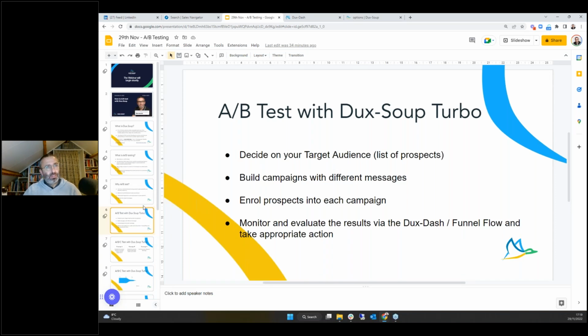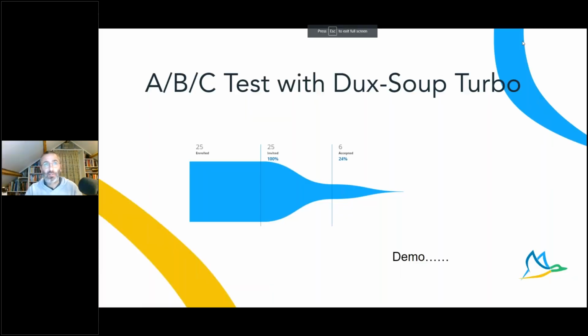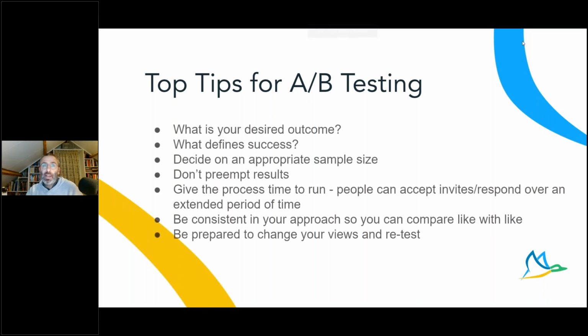Okay, so we've talked about what A/B testing is, why A/B test, how to do it with Dux Soup, and also to see how your results look there in the funnel flow. So my top tips for A/B testing. First of all, what's your desired outcome? What defines success for you? What we tend to believe is if you're getting more than 20-25% acceptance rate, that's pretty good. Now you can always improve, but how much effort do you need? How much more do you need to do to get it up to 30, 35, 40%? You need to think about what's realistic and what you've historically achieved as well.